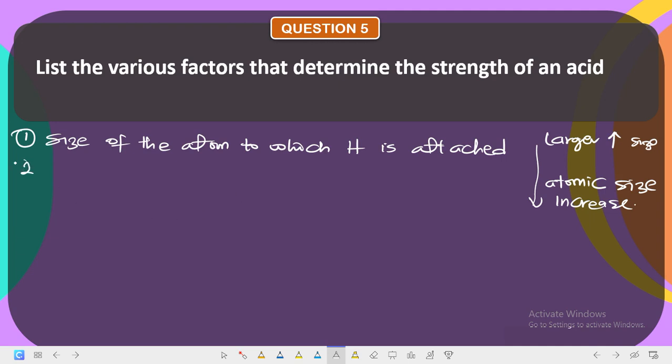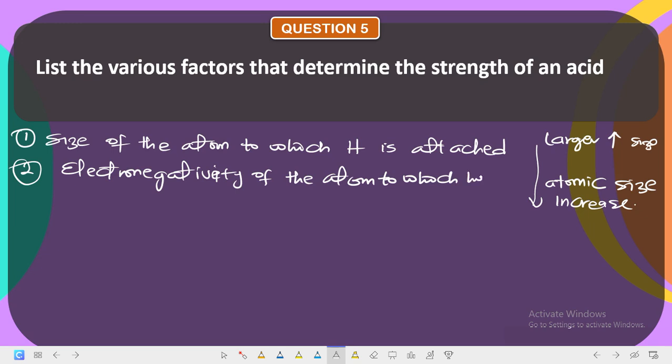Now, number 2 is the electronegativity of the atom to which hydrogen is attached. Now, the more electronegative the atom is, the more acidic the substance is. The more electronegative the atom is, the more acidic the atom is.